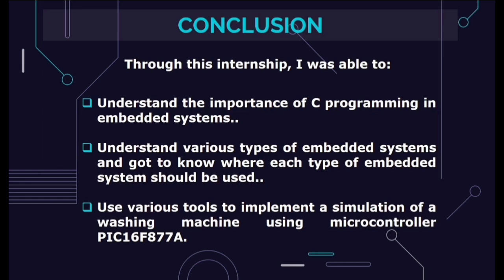Conclusion. Through this internship, I was able to understand the importance of C programming in embedded C, understand various types of embedded systems, and got to know where each type of embedded system should be used. I used various tools to implement a simulation of a washing machine using the microcontroller PIC16F877A.